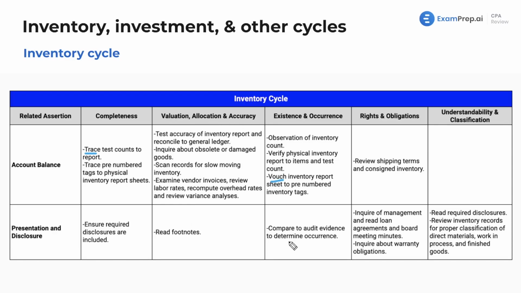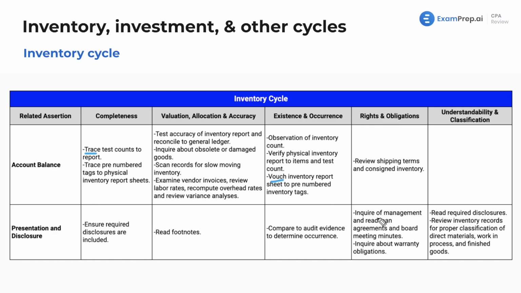For existence and occurrence, you want to compare to audit evidence to determine occurrence, just looking at everything you did. Really, this is like a soft version. This is the hardcore, the account balance, making sure that the numbers are correct, making sure that everything exists. These are, like I said, soft checks to make sure that everything here is properly presented and disclosed and easy to understand.